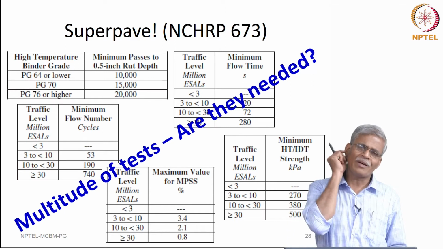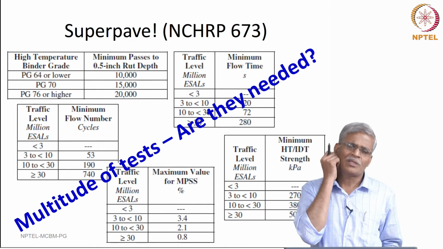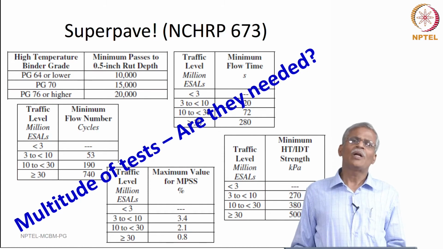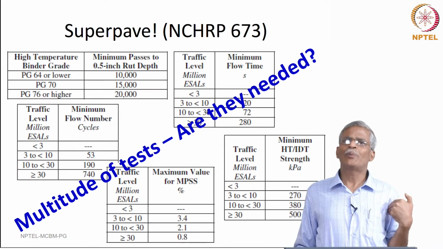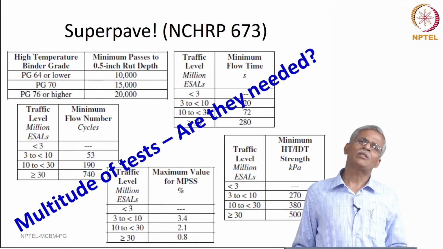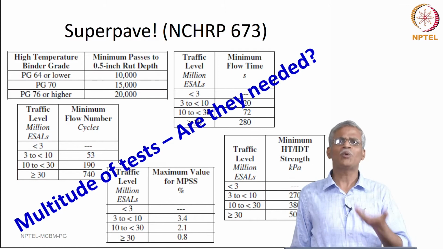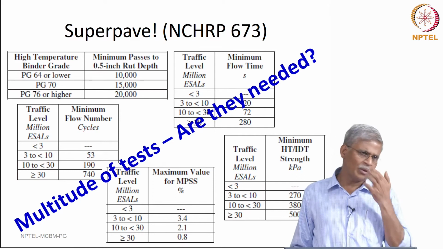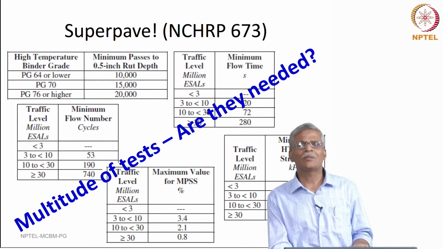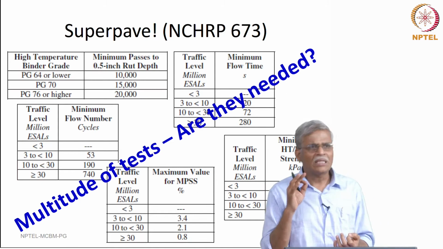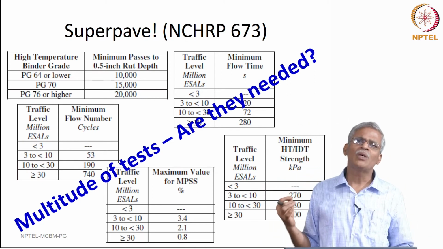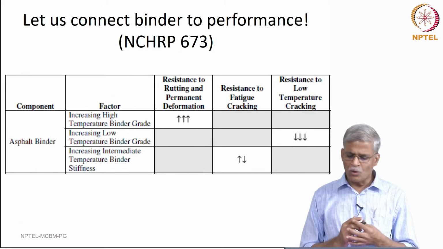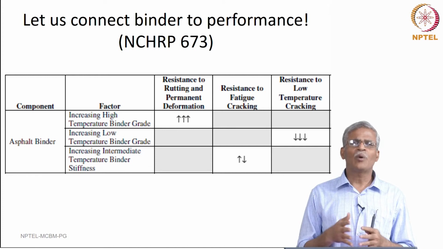So, if you go to your favorite search engine, type NCHRP 673, you should be able to download these reports. These are available in the public domain. So, depending on the expected performance, different kinds of tests are needed. There is a multitude of tests, really different varieties of tests that are available. Whether these tests are needed, whether all these tests give us the same value or contradictory values is something that we will be able to explore as we go along in this course. So, now comes the important thing.